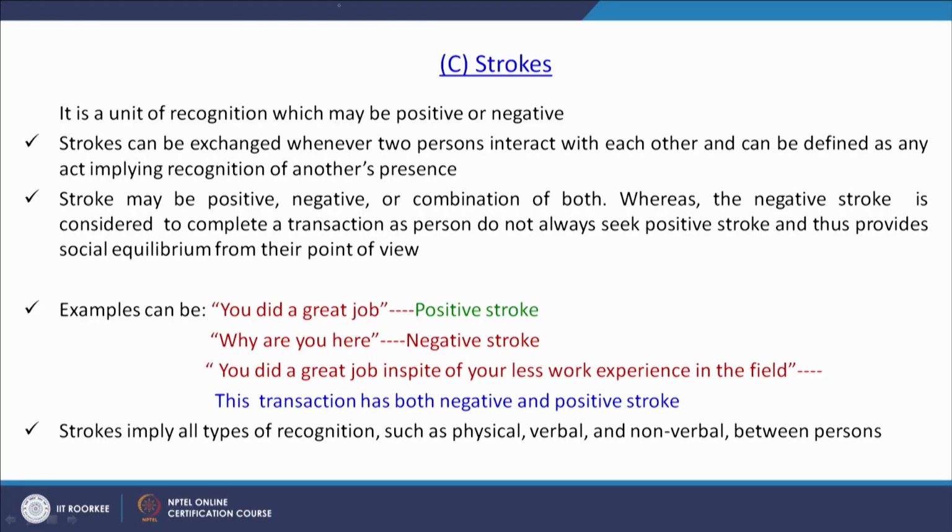Strokes are the unit of recognition during the transaction or communication, and a stroke can be positive or negative. Strokes can be exchanged whenever two persons interact with each other and can be defined as any act implying recognition of another's presence. Now, this act can be not only recognition of the other person's presence, but it can actually be the rejection of the presence of the other person.